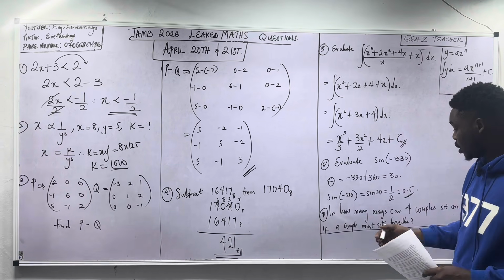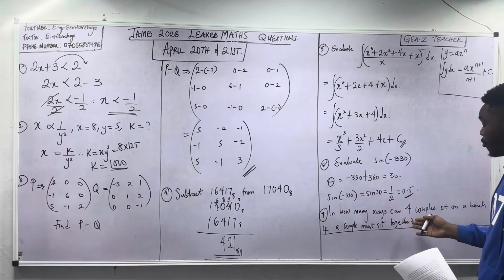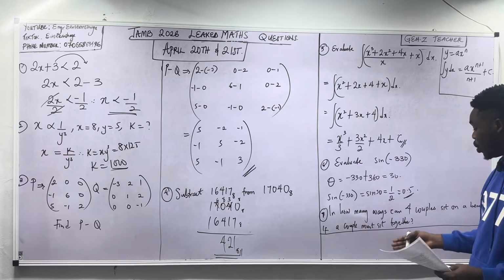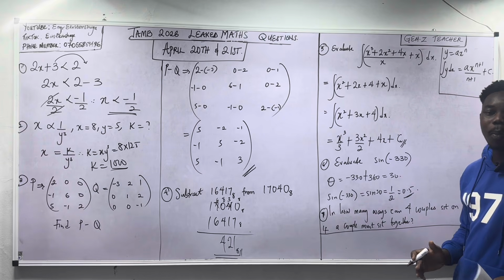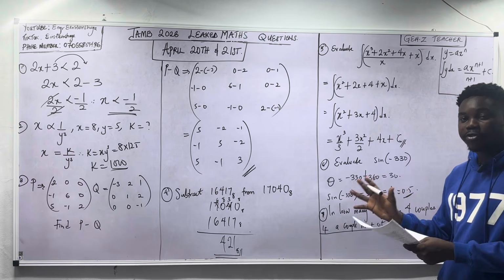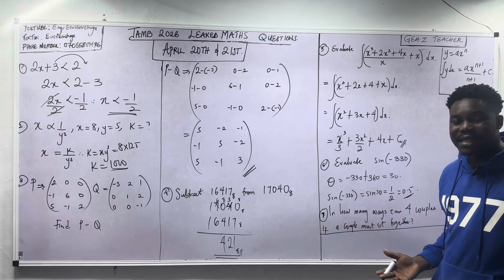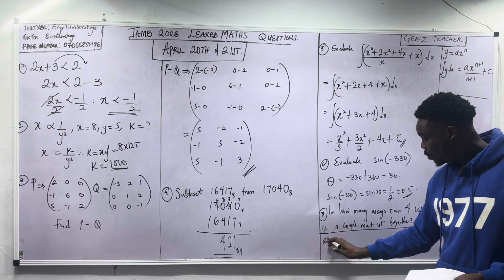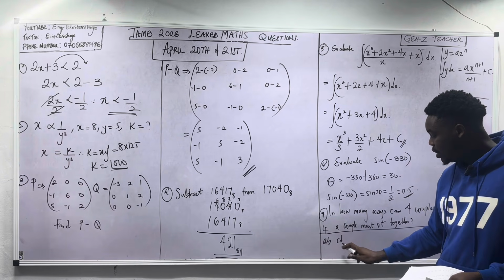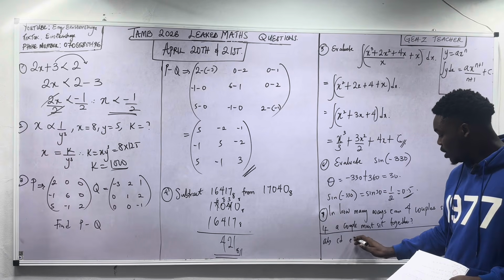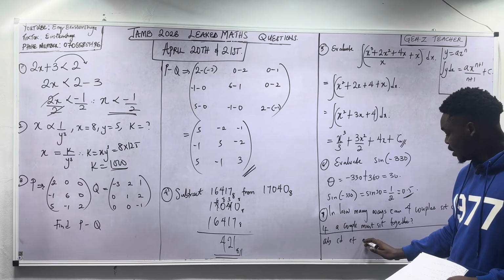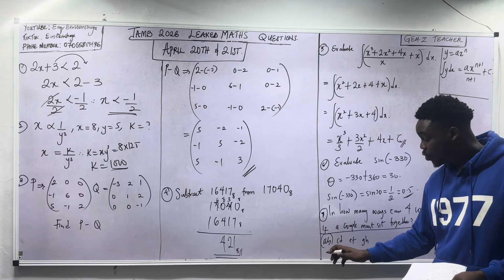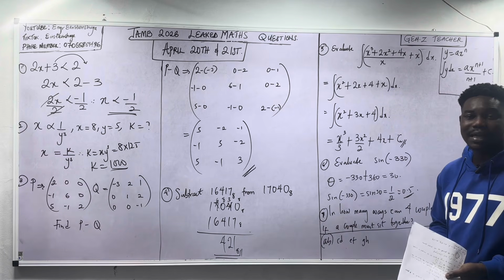Number 7. In how many ways can 4 couples sit on a bench if a couple must sit together? Now, 4 couples, don't be tempted. That's not 4. 4 couples consist of 8 persons. So let's say we have AB, a couple, CD, another couple, EF, another couple, and let's say GH. These are 4 couples. Now, these first couples, for example, must always stay together.